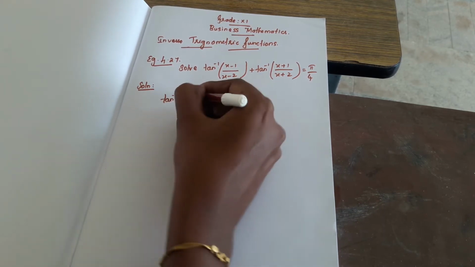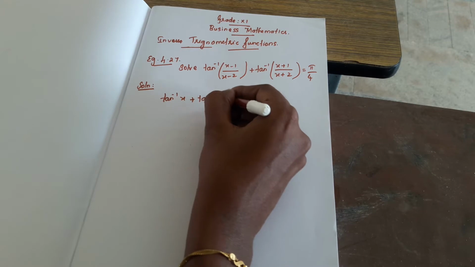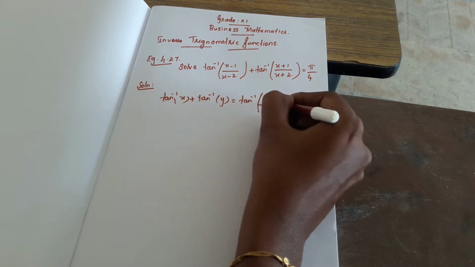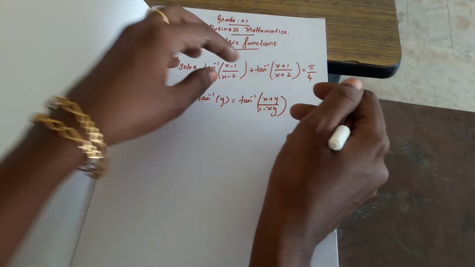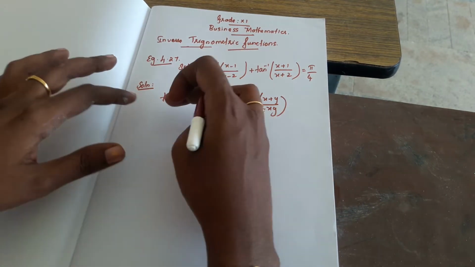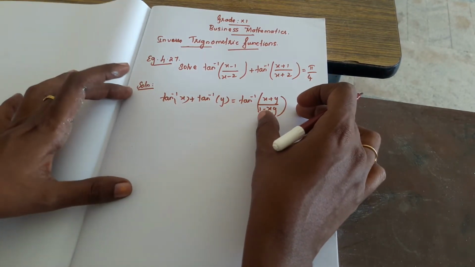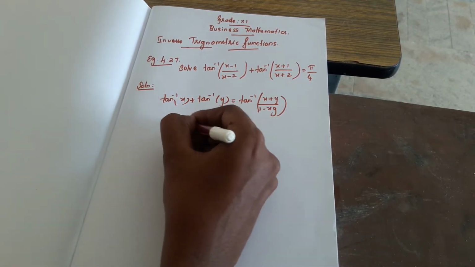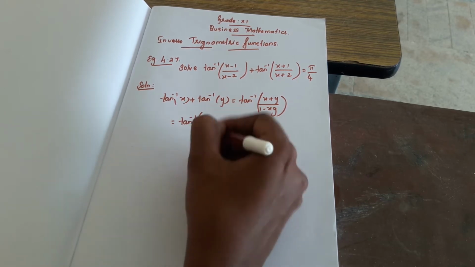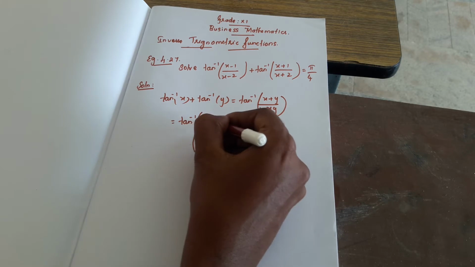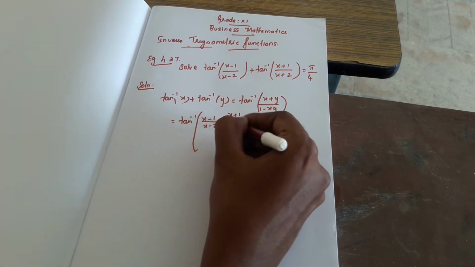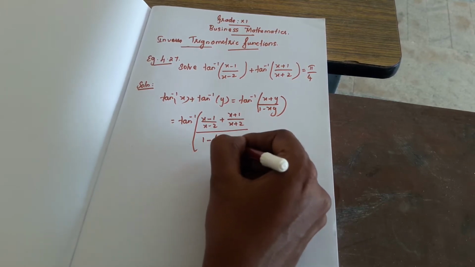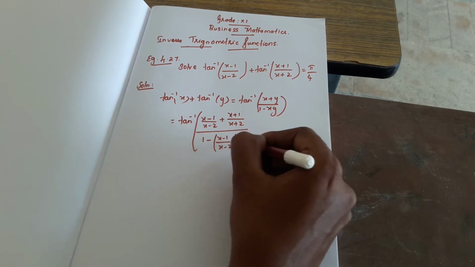That is, tan inverse of x plus tan inverse of y is equal to tan inverse of (x plus y) divided by (1 minus x into y). So here we will consider this as x and this as y. This is the formula. So we are going to apply it: in the place of x this value, in the place of y this value. Just apply, that's equal to tan inverse of [(x minus 1) divided by (x minus 2) plus (x plus 1) divided by (x plus 2)] divided by [1 minus x into y], that is, (x minus 1) divided by (x minus 2) into (x plus 1) divided by (x plus 2).